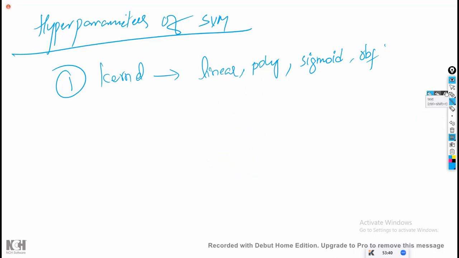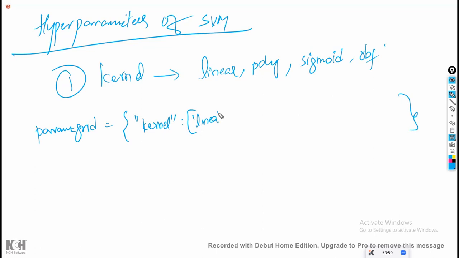This is the first hyperparameter and these are the values. So in your param grid, what are the things you have to consider? A dictionary. Within the dictionary, the key name should be the kernel and the list of values should be: the first one is linear, followed by poly, followed by sigmoid, followed by RBF.